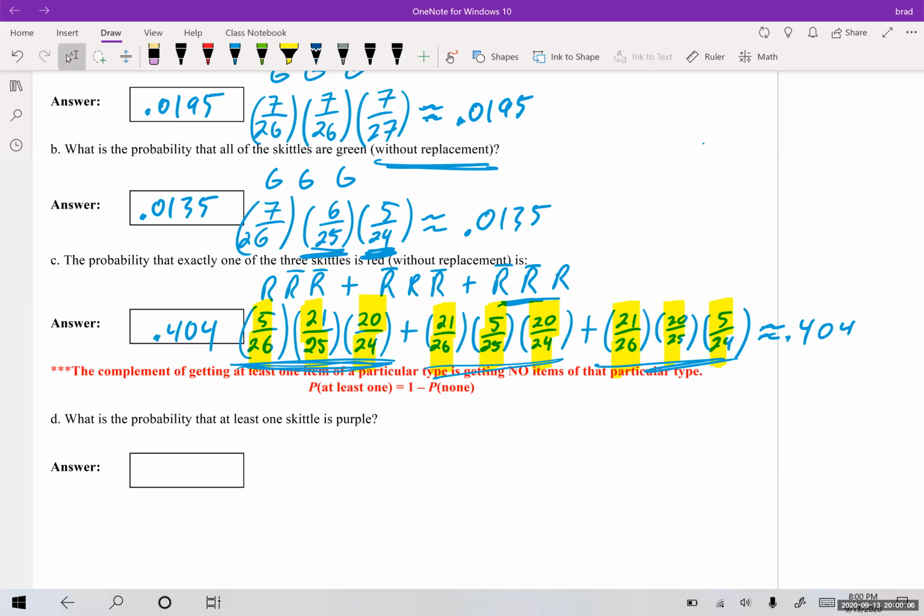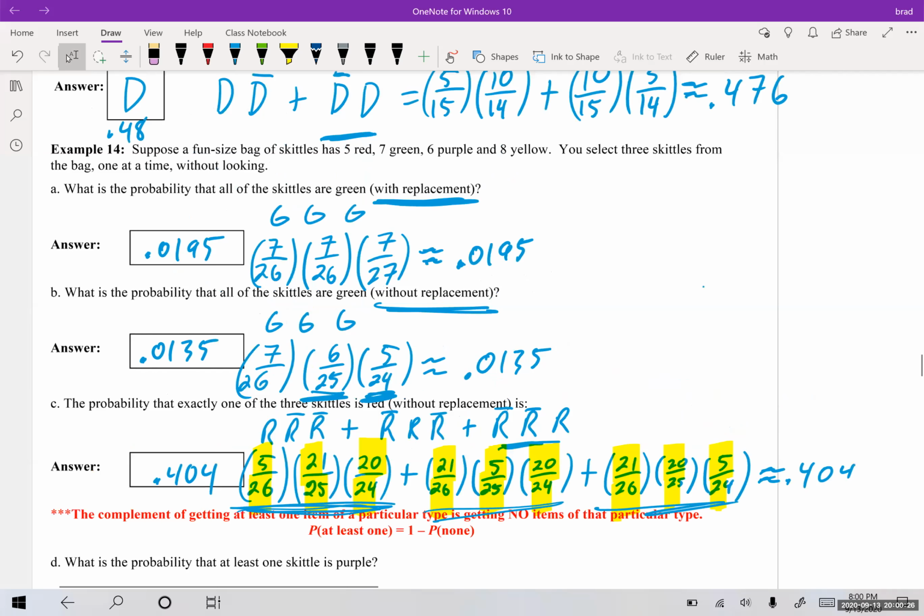Okay, what is the probability that at least one of the Skittles is purple? Now, I do not want to do the method I just did above to try to figure this out, because at least one purple, that means that I could do, you know, the first one is purple, the second one is purple, and the third one is purple. That counts. I could also do the first one is purple, the second one is purple, and the next one's not purple. That would still be at least one, right?